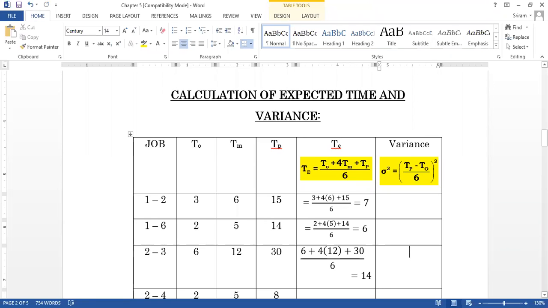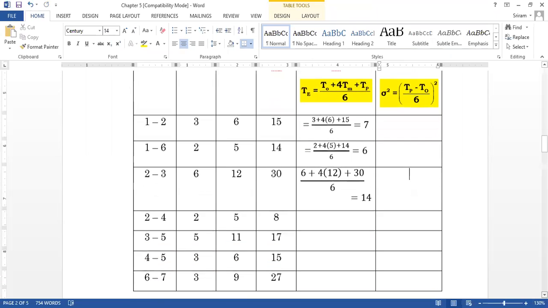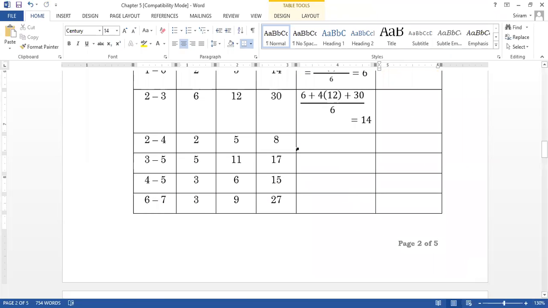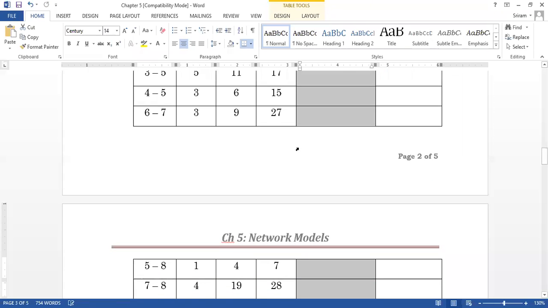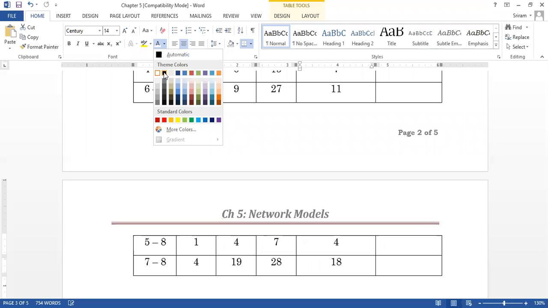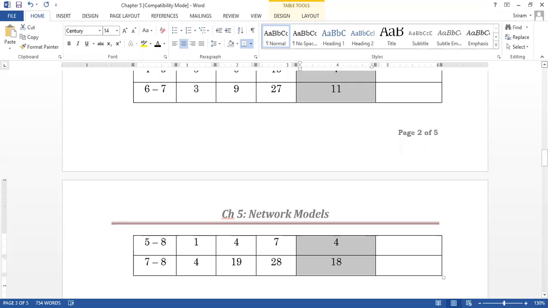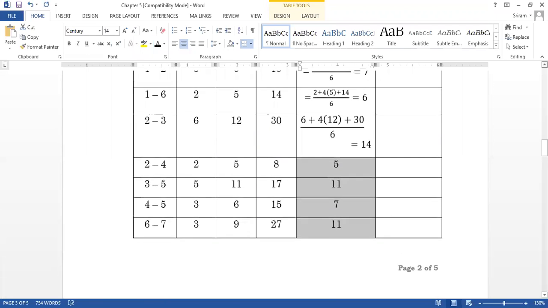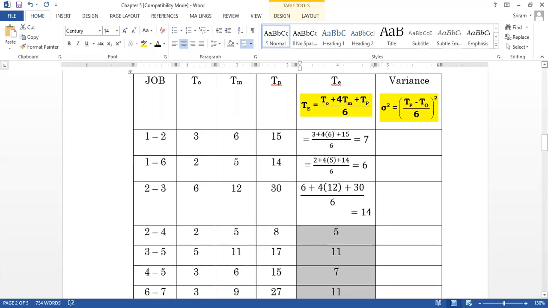In the same idea, we are going to find the values for all the activities, using the same principle. Understand the idea, dear?